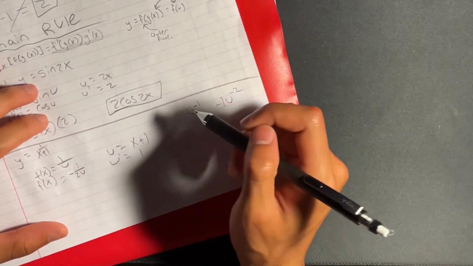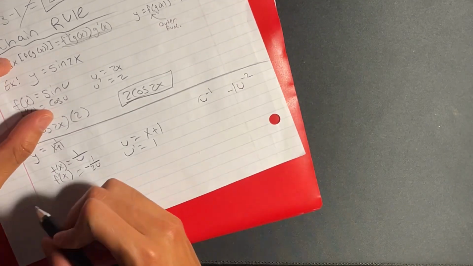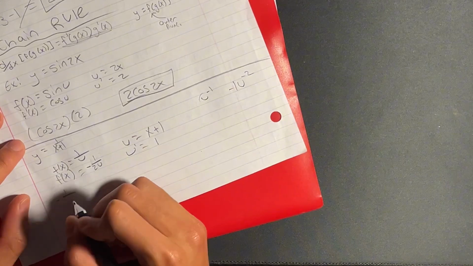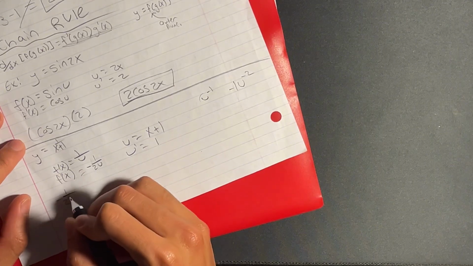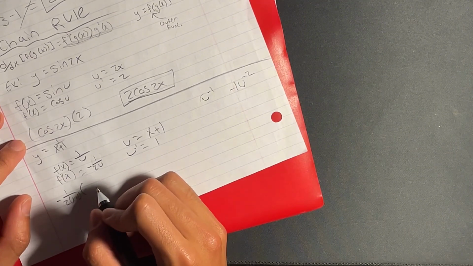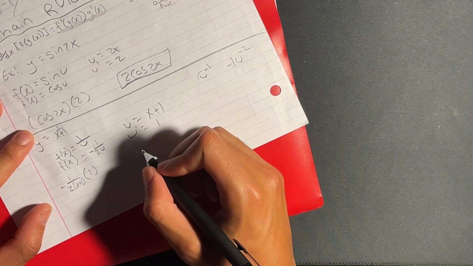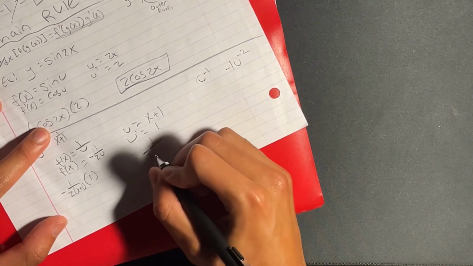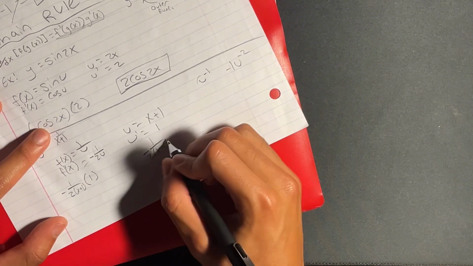Now we plug it into the rule, this chain rule. It's going to be negative 1 over 2u, with u being x plus 1, times 1. Then we could distribute, but you don't really need to. The answer can just stay like this: negative 1 over 2x plus 1. That will be our derivative.